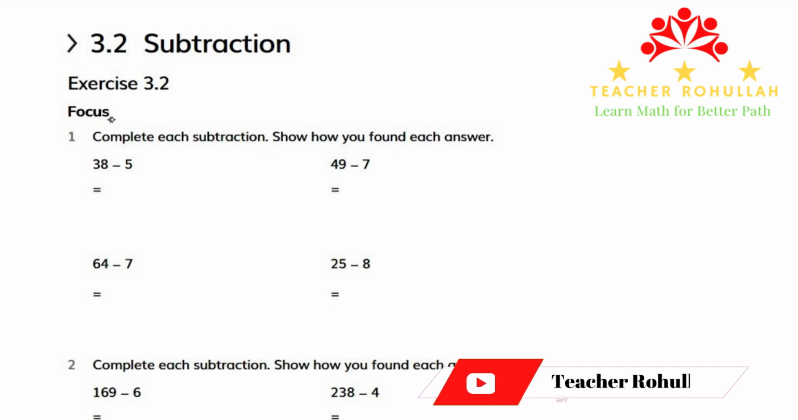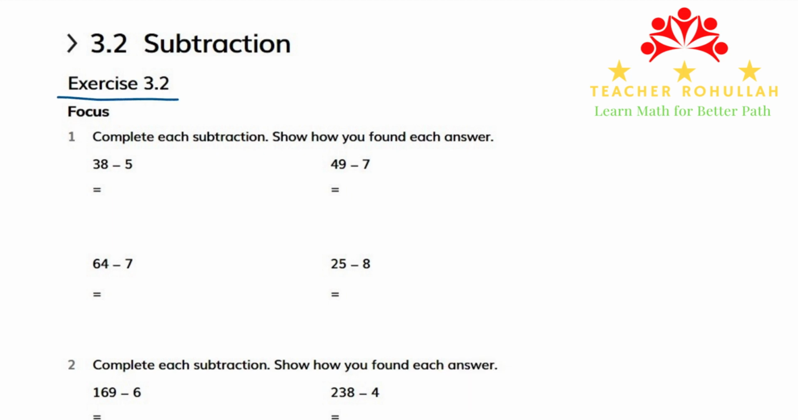In this video, I'm going to work on exercise 3.2 of Cambridge Primary Mathematics Workbook 3. And this exercise is about subtraction. Let's start with the first question. In question 1, it says, complete each subtraction. Show how you found each answer.